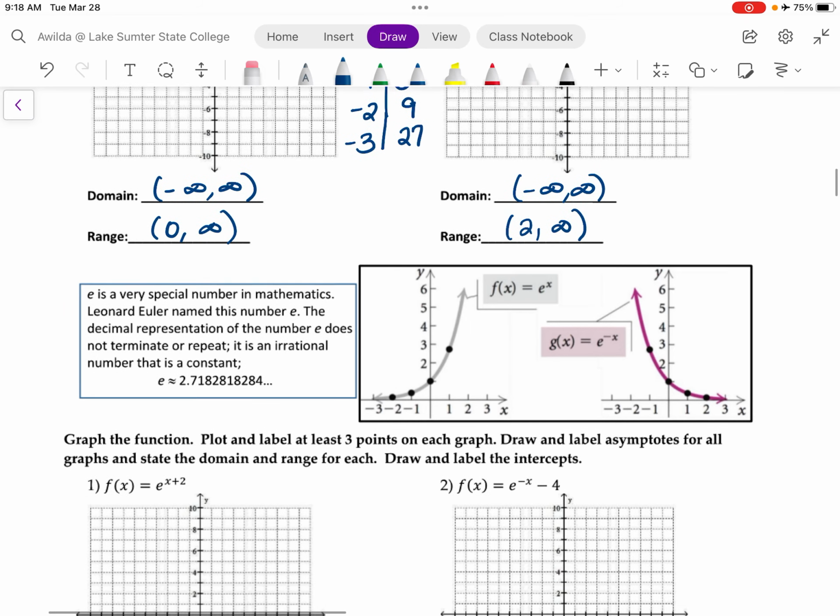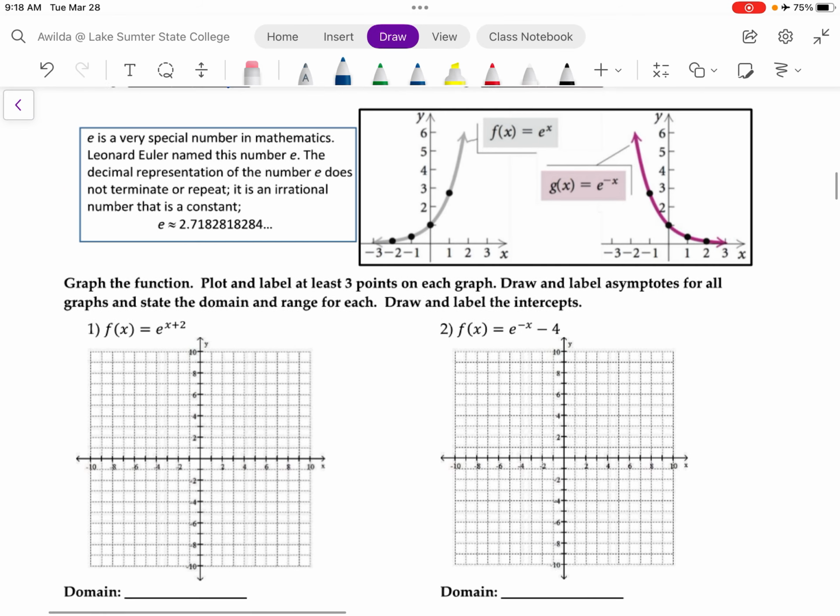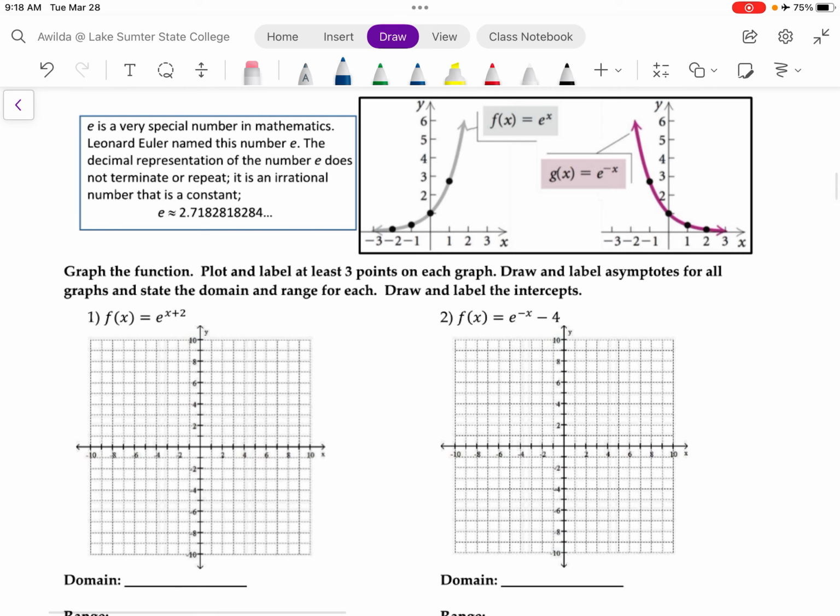Next, let's introduce a special type of exponential function where the base is a very special number called the Euler constant. It's also called the natural number. Now, this number is named after Leonhard Euler. I know it's spelled Euler, but it's pronounced Euler.